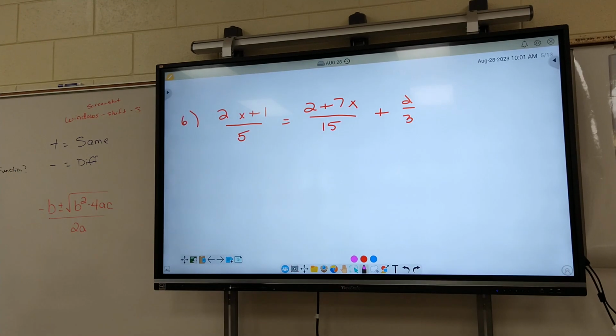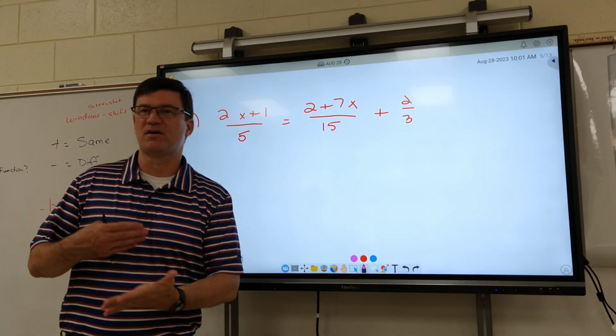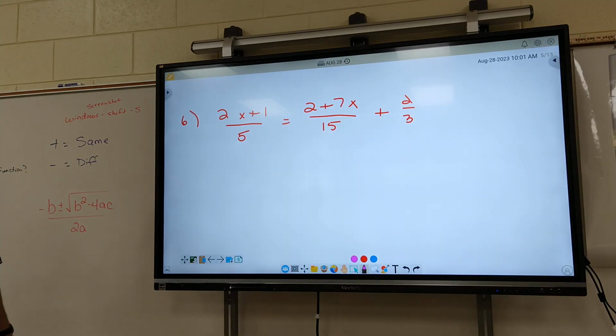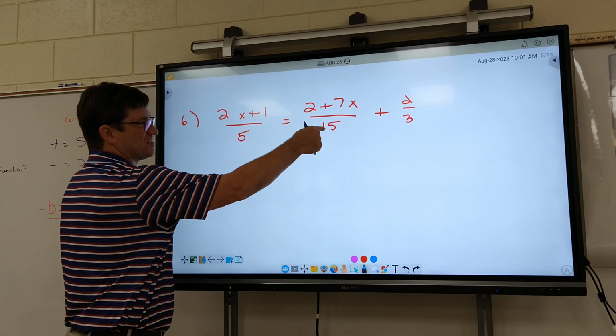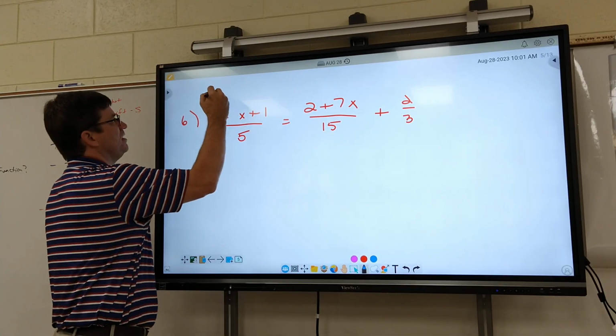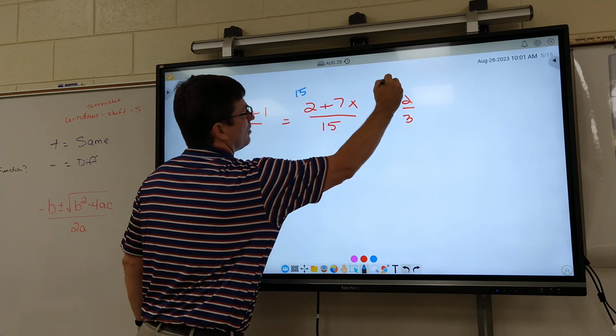All right, so we got to figure out the common denominator on number 6. So, look at the 3 numbers on the bottom, Samar. You see them? All right, I got a 5, I got a 15, and I got a 3. Can we think of one number that all 3 of them will divide into? 15. And most of the time, guys, it's just the bigger number out of those 3, most of the time. So I'm going to put 15 here, here, and here.